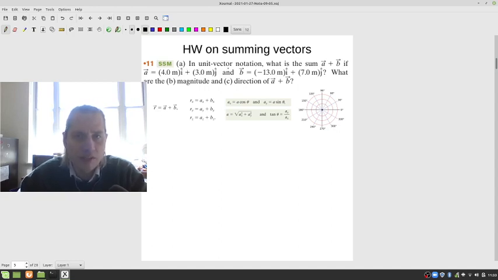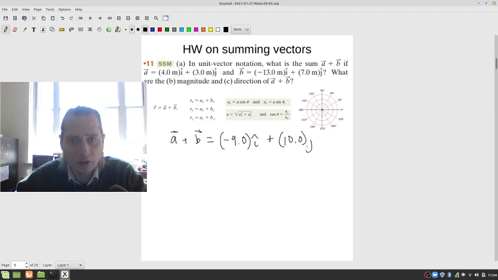that I gave you for homework. It says, in unit vector notation, what is the sum a plus b if a is that and b is that? What are the magnitude and direction of a plus b? Well, I'm not afraid to do this for you because I think this part is pretty easy. I told you if you want the x component, you just add together the two x components. So 4 plus minus 13 is minus 9.0 i. And then 3 plus 7 is going to be plus 10.0 j.